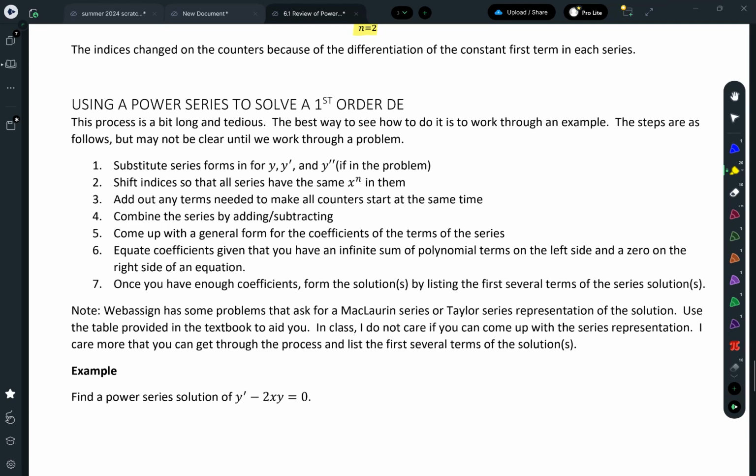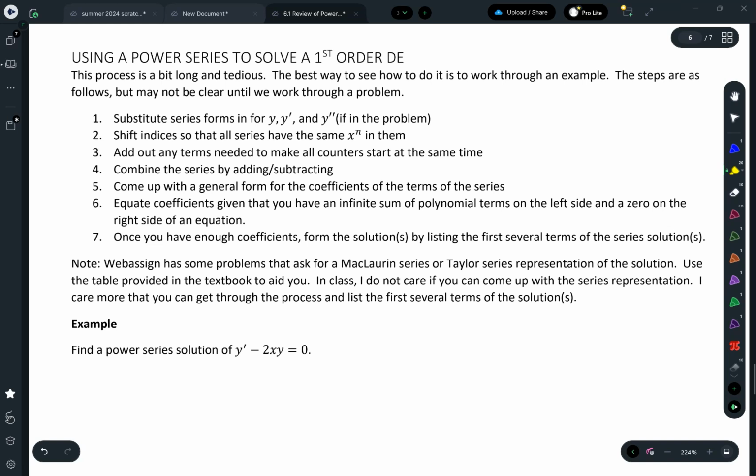Now, WebAssign has some problems that ask for a Maclaurin series or Taylor series representation of the solution. You just use the table that's provided in the textbook to help you. In class, I'm not going to ask you for that. I don't care if you can come up with the series representation. I just care that you know this process and you can list the first few terms. I don't want it to feel like a trick and you have to figure out a Taylor series.